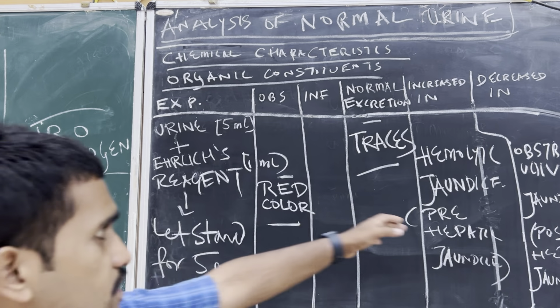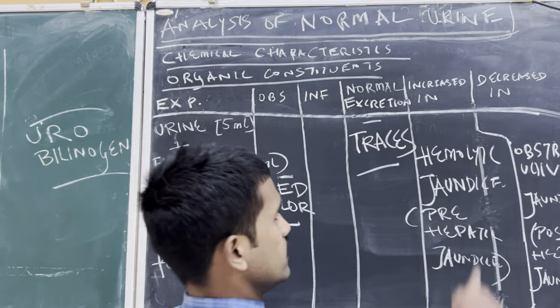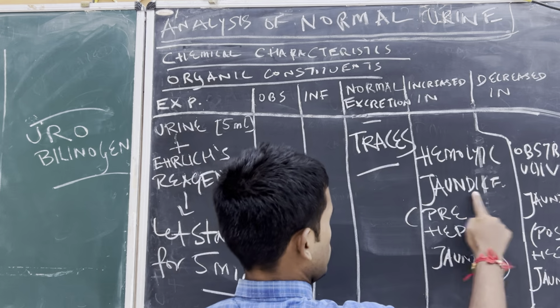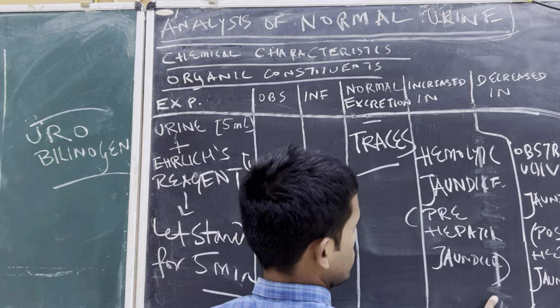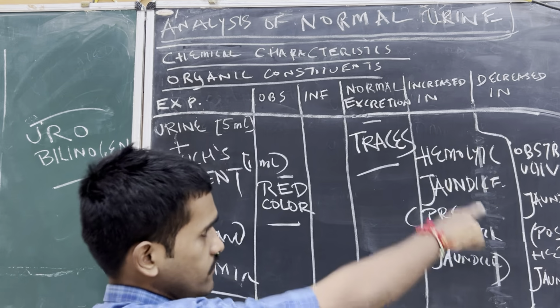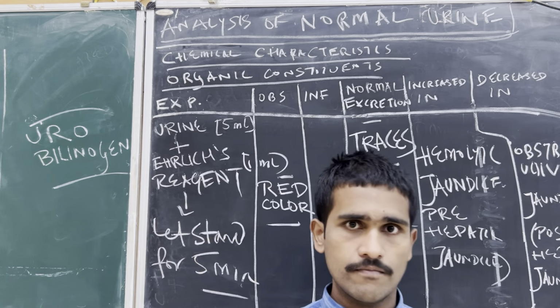So urobilinogen excretion is increased in hemolytic jaundice and it is decreased in obstructive jaundice. Thank you.